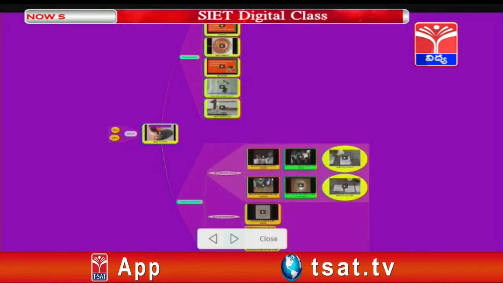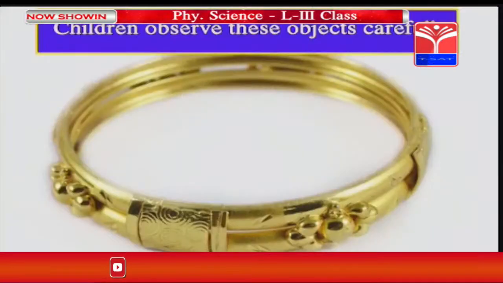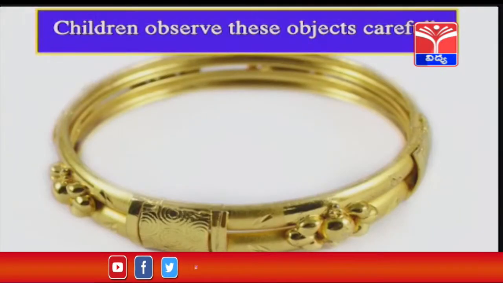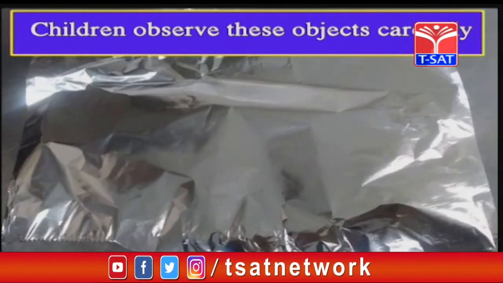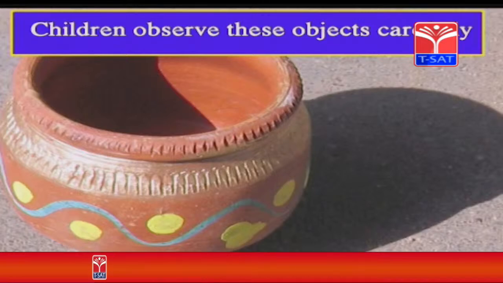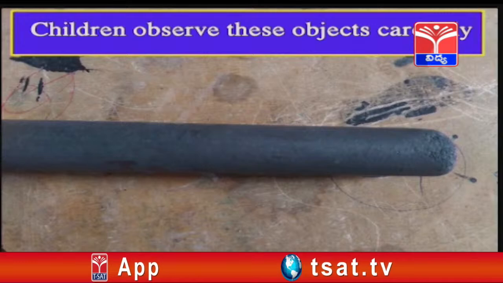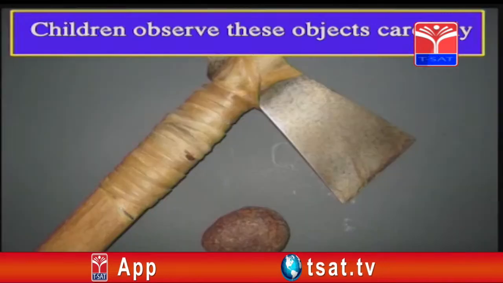Here is the mind map. Children, now let us learn the concept of metal and non-metal. Now let us observe these objects carefully. What are metals like? Here are some objects and materials shown in images. Can you observe all these objects carefully?